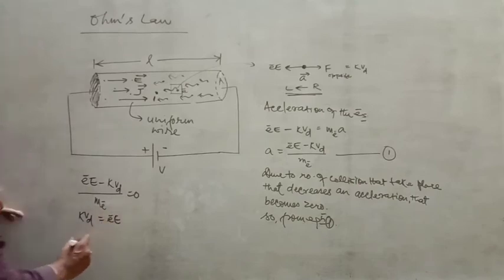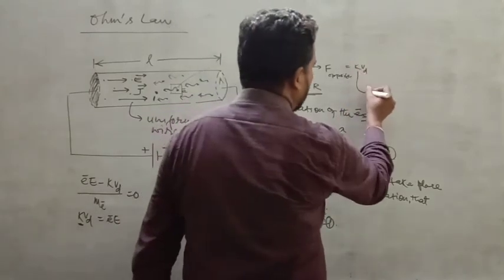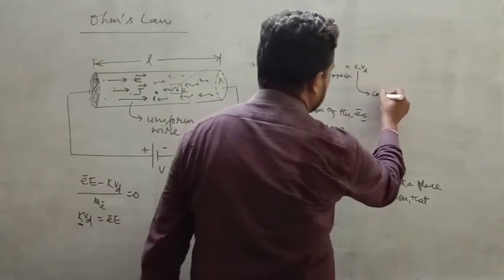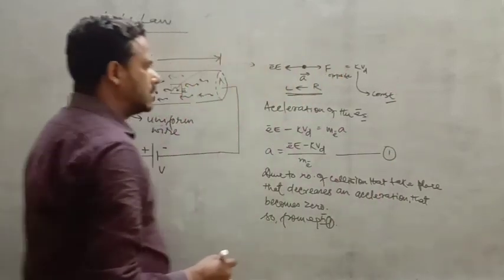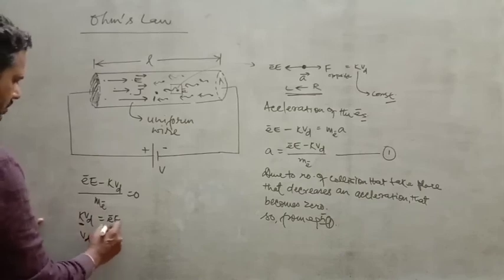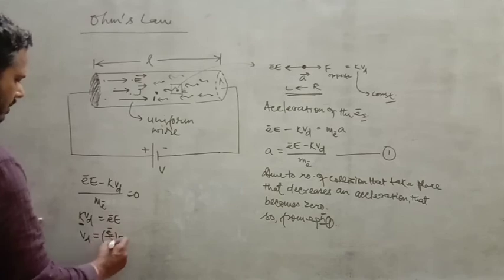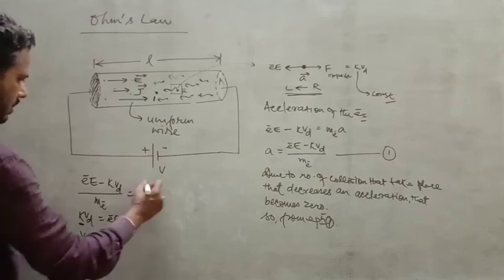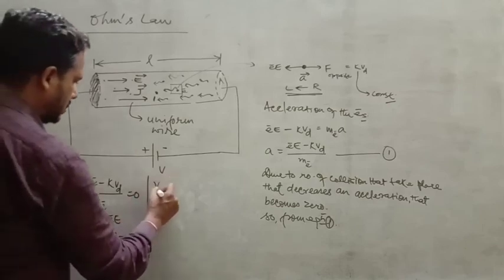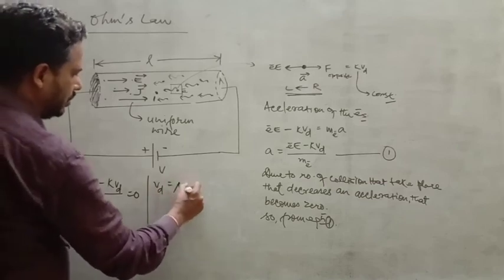Alright, and now you are seeing that we have considered k, which is a constant. So if you want to find Vd, the drift speed, you get e times E by k. The ratio e by k is another constant. So we can write Vd is equal to e by k, which is mu, so Vd equals mu E.